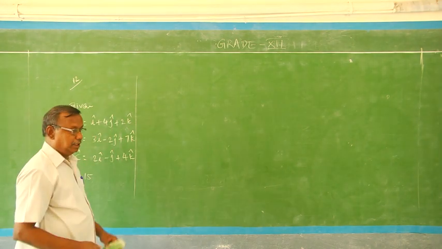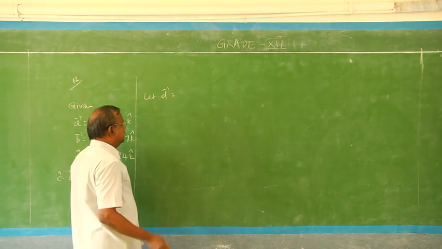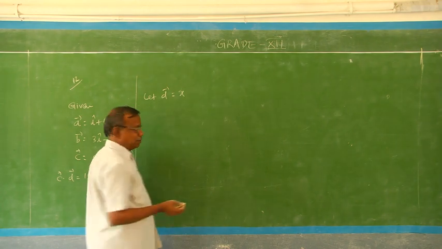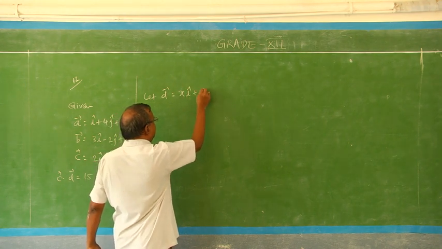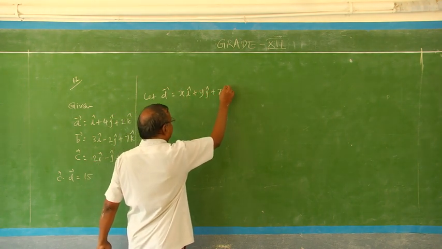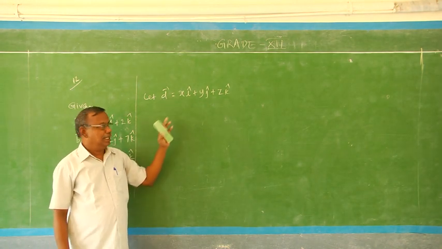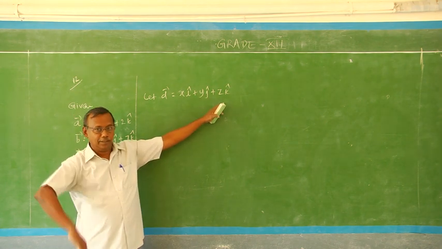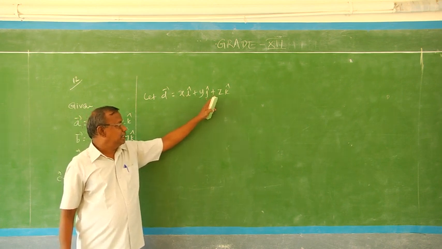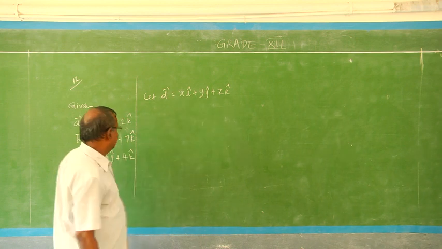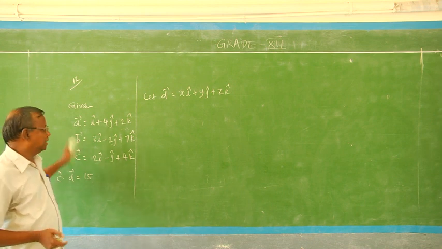Let D vector equal to any vector whose coordinate direction ratios be x, y, z. That is, it can be expressed as xi cap plus yj cap plus zk cap. Instead of x, y, z, one can take a, b, c also. So D vector can be expressed as xi cap plus yj cap plus zk cap, or ai cap plus bj cap plus ck cap. Let me take x, y, z. Now, given that D vector is perpendicular to both A vector and B vector.